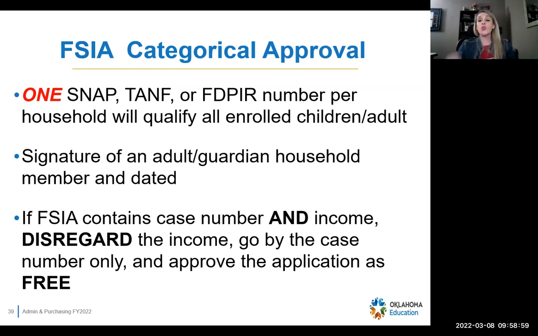Now, on the application, you only have to have one number, only one SNAP, TANF, or FDPIR number. If there are multiple adults from a family with Social Security, one Medicare number will enroll everybody for free. You have to have on the application the SNAP, TANF, or FDPIR case number for everybody who's enrolled, the one that starts with the letter. Then you have to have a signature from the adult or guardian. And that's it. That's all they need. And if they do put income on there, you can disregard the income. You're not required to look at it.